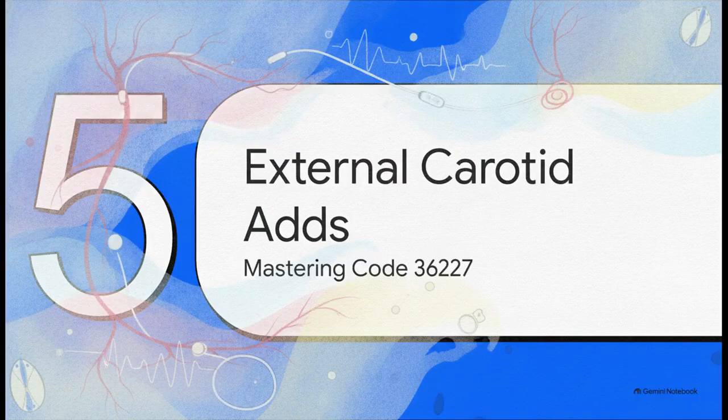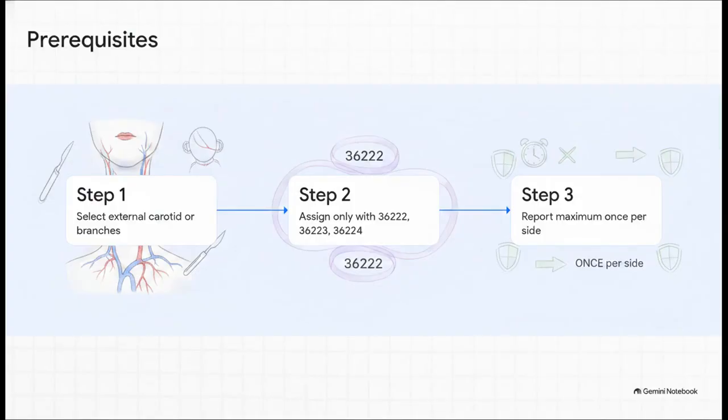All right, last but certainly not least, Section 5 focuses on external carotid add-on codes, and specifically, we're mastering code 36227. Now, add-on codes come with some incredibly strict prerequisites before you can even think about using them. Let's walk through the steps. Step 1. You can only assign 36227 if the external carotid artery or any of its branches are explicitly selected. Step 2, it must only be assigned in conjunction with our primary codes, which are 36222, 36223, or 36224. And Step 3, and please pay close attention to this strict frequency limit, you can report this a maximum of once per side. That's it, once per side.